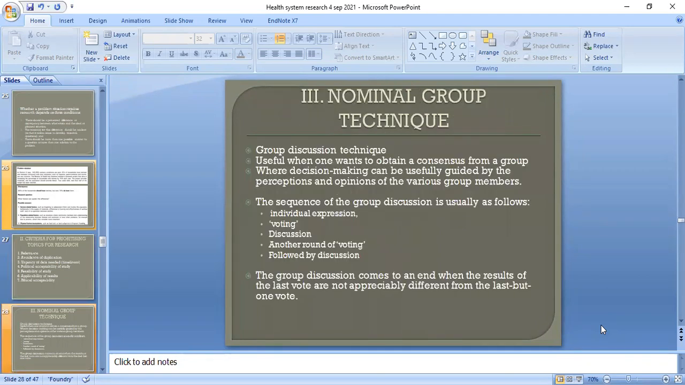Number three is the nominal group technique. It is a group discussion technique. It is useful when one wants to obtain a consensus from a group where decision making can be guided by the perceptions and opinions of the various group members.